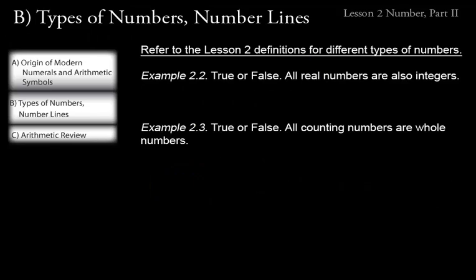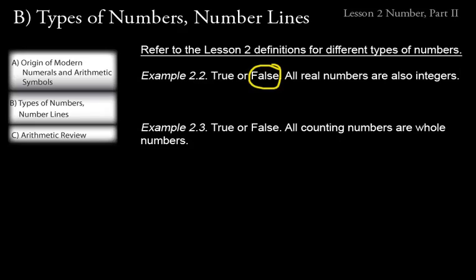Let's move on to part B on types of numbers and number lines. For this first part on types of numbers, you can refer to the lesson 2 definitions for the different types of numbers. And so you'll have problems in your problem set that will help you think about and compare and contrast the different types of numbers. So look at example 2.2, true or false: all real numbers are also integers. Well, integers don't have decimals, right? Those are non-decimal numbers. Real numbers can be like 3.14, 1.77. So this is false. It would be true if it said all integers are also real numbers.